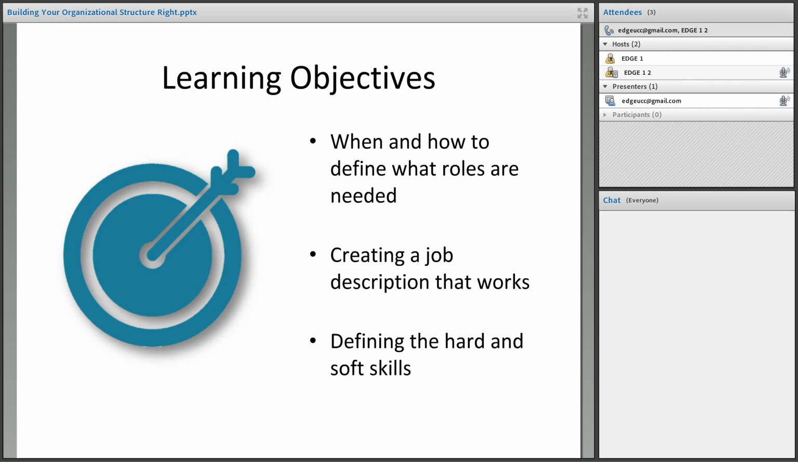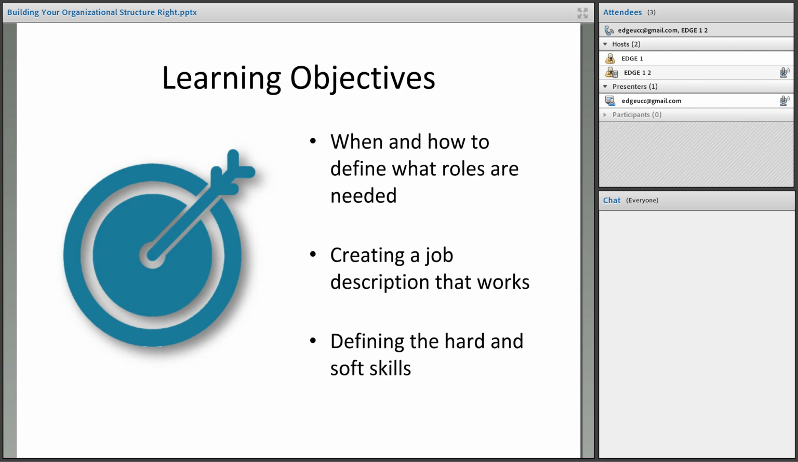Okay, so that wraps up our webinar for today. So we spent some time going over when and how to define what roles are needed, because that can be a challenge all on its own. So I hope I gave you some pointers as to how you can logically go through the different reasons why you may need to expand and bring in and create new roles in your organization.